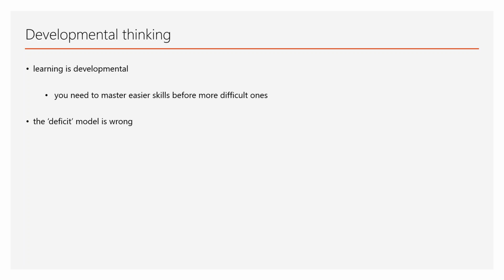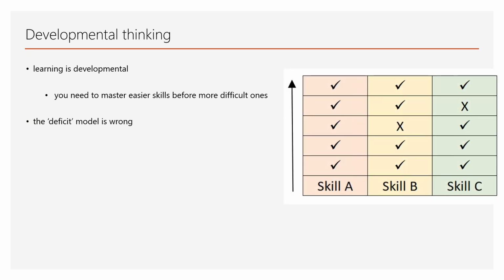So just to give you a little visual example of the deficit model, say for example you've got 3 skills here: skill A, skill B, and skill C. Let's see if this pointer works. Here we go. You guys see that laser pointer? Awesome. Okay, so say for example, you know all of that skill.